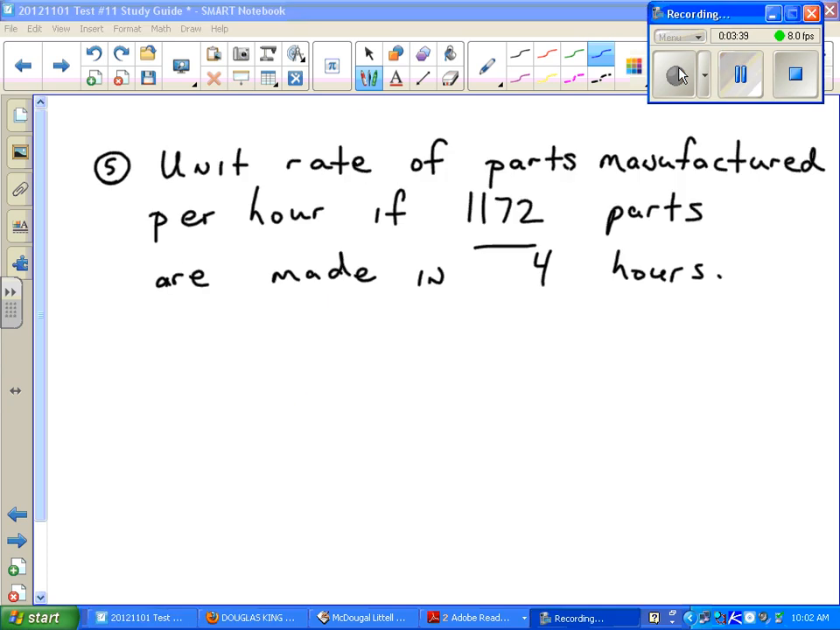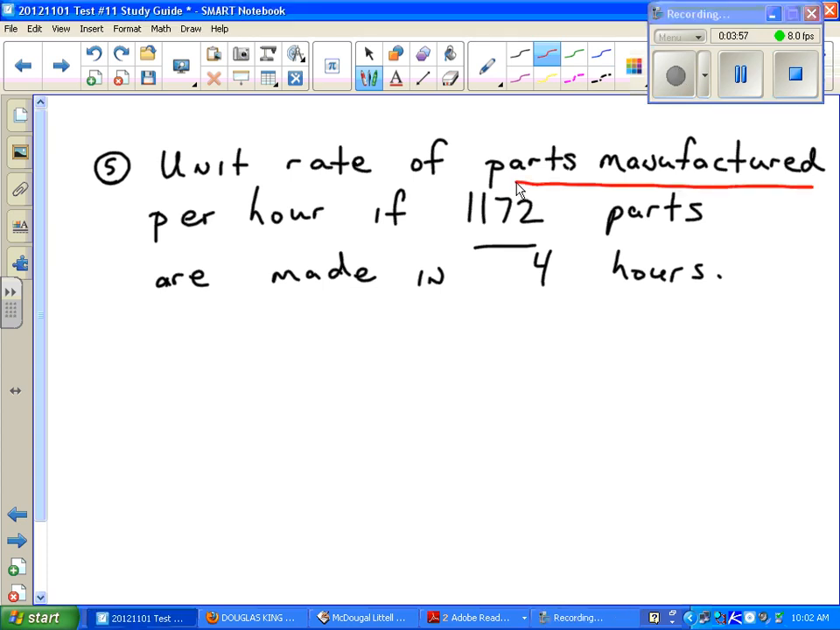For number 5, it asks you for the unit rate of parts manufactured per hour. If 1,172 parts are made in 4 hours, make sure you make that correction on your study guide. It looks like 172. It's actually 1172. This is the key right here. It says parts manufactured per hour. So it's actually going to be parts per hour. That's how you need to set it up.